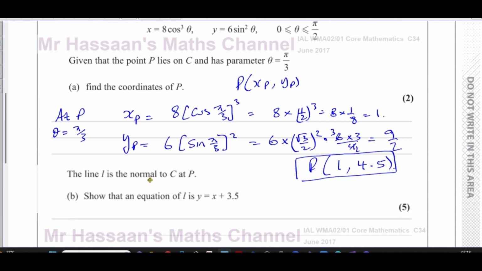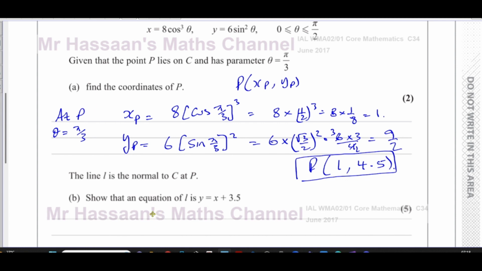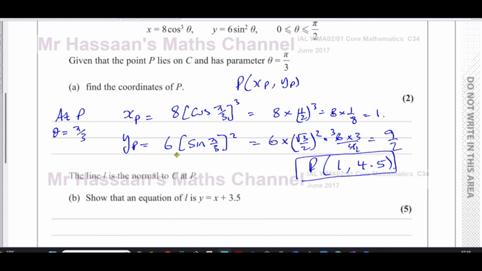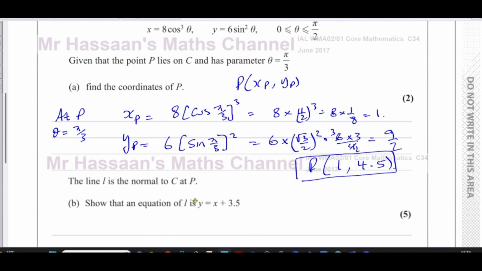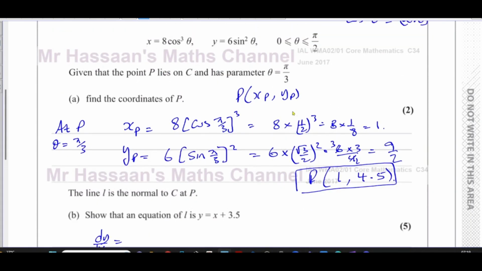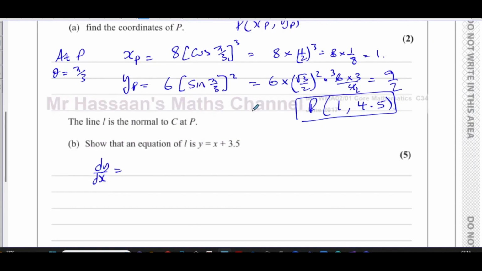Let me just make some space. Because we have the curve defined parametrically in terms of a parameter theta, dy/dx is the same as dy/d theta times d theta/dx, using the chain rule.